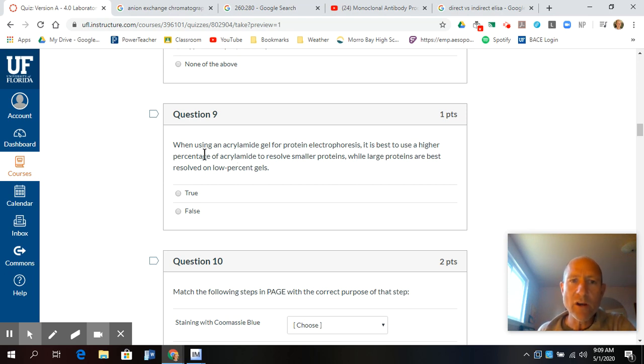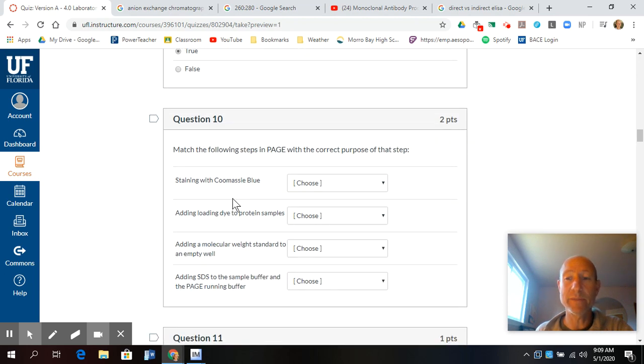So anyway, when using acrylamide gel for protein electrophoresis, it's better to use a higher percentage of acrylamide to resolve smaller proteins. That's true. It's just like gel electrophoresis with DNA. The smaller the chunks of DNA, the more dense you want the gel to be in order to get the different sizes to resolve from each other. Like when we do PCR, products are super small, so you need a super high percentage of gel in order to resolve them. Resolve means separate and see the difference between them.